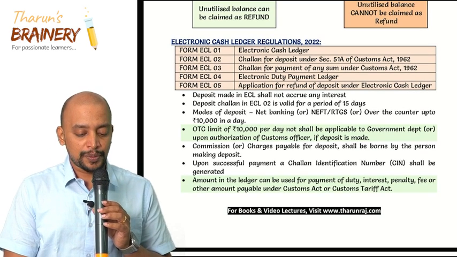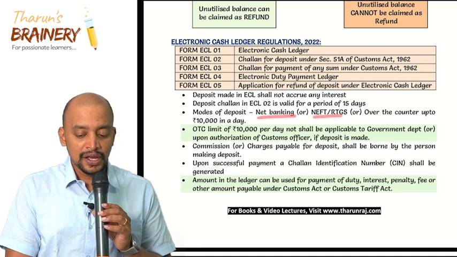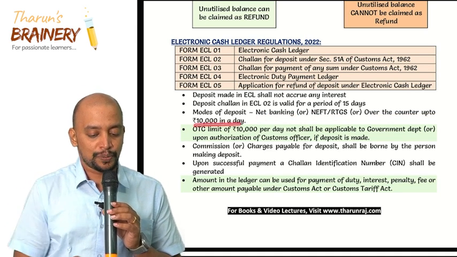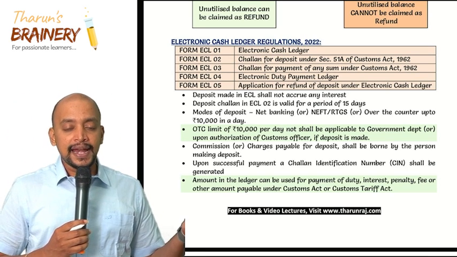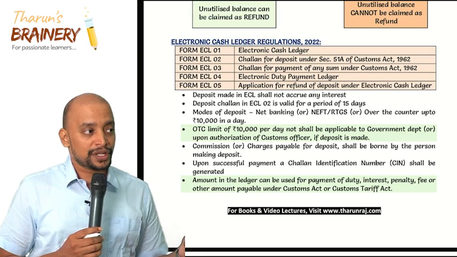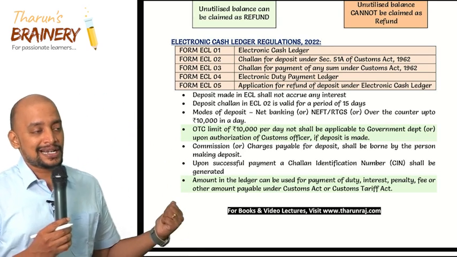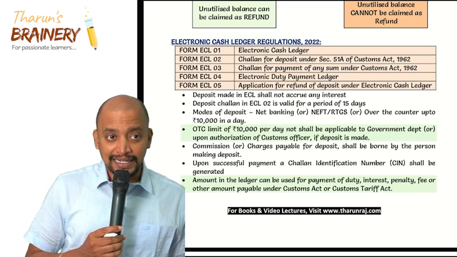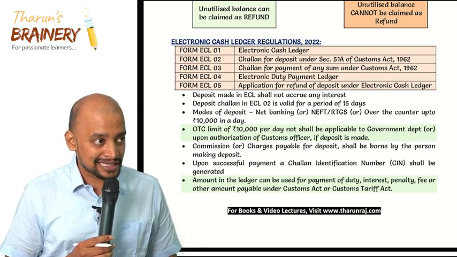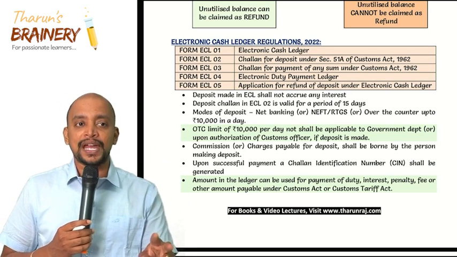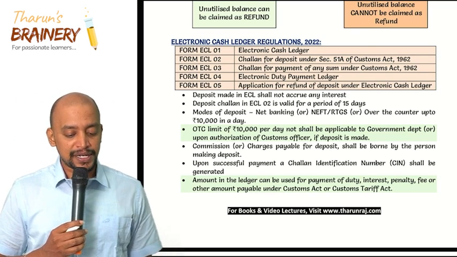And what are the various modes of deposit? Either you can make payment through net banking, NEFT or RTGS, or over the counter up to 10,000 rupees in a day. But in case of GST, net banking, NEFT, RTGS, over the counter up to 10,000 in a tax period. That is, in a month it is 10,000. But under customs it is 10,000 rupees in a day. And in GST we have some more modes also, that is debit card, credit card, IMPS and UPI. So those modes are also given. But here we don't have debit card, credit card, IMPS and UPI.